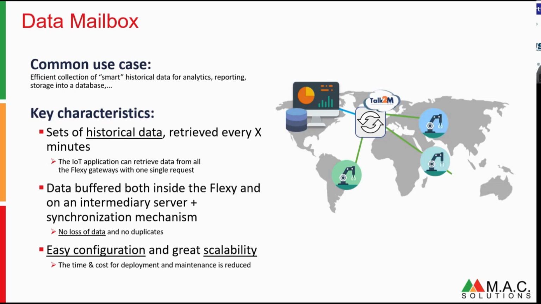Data is buffered both inside the Flexy gateway and on an intermediary server, ensuring that even if there is a temporary connection issue, no data is lost. A synchronization mechanism ensures seamless updates. One of the biggest concerns in data collection is redundancy and loss. This system guarantees that all data is captured accurately without unnecessary duplication. Whether you have a small-scale deployment or an enterprise-wide IoT network, this solution is designed for easy setup and seamless scalability as your data needs grow.